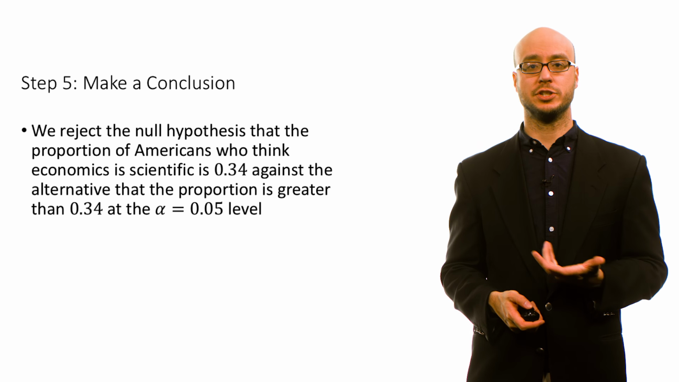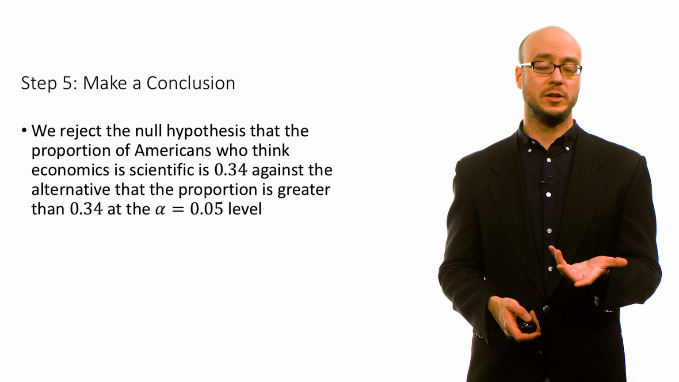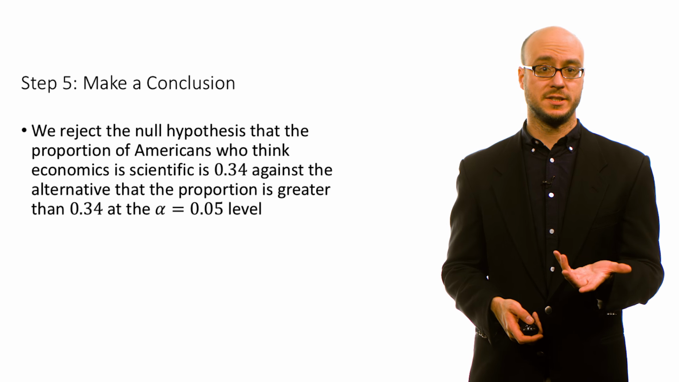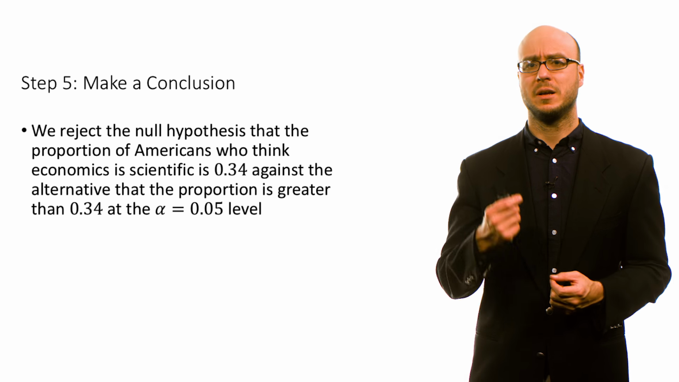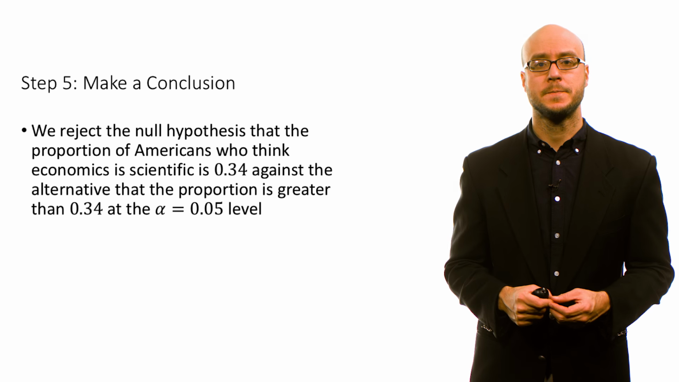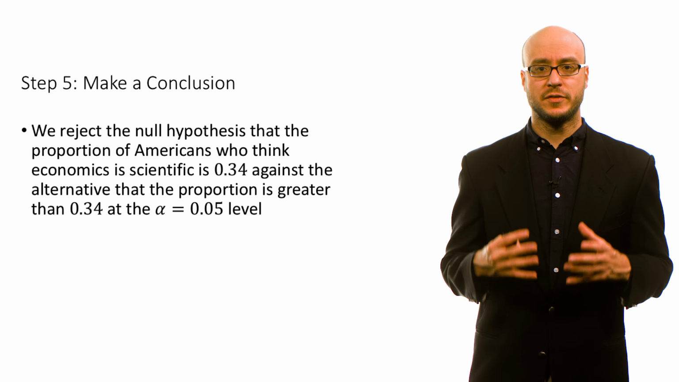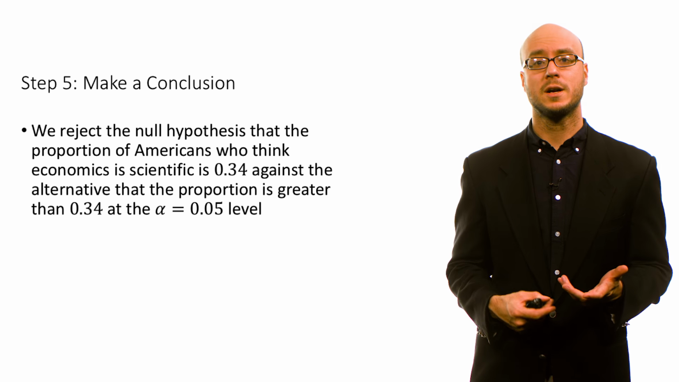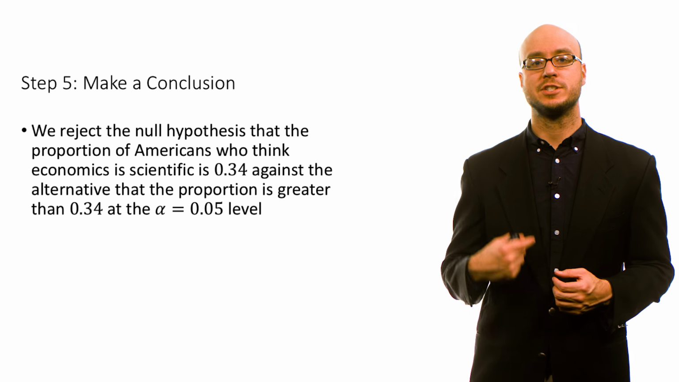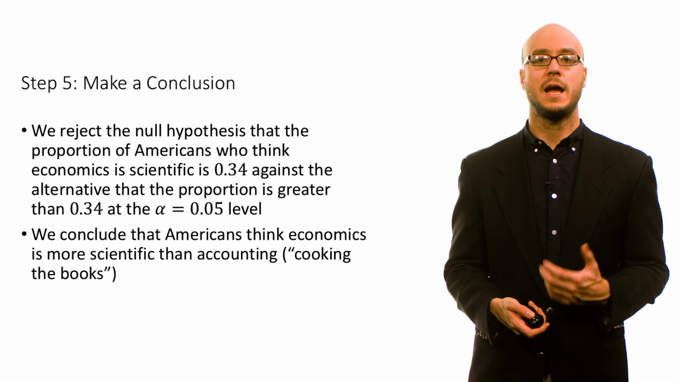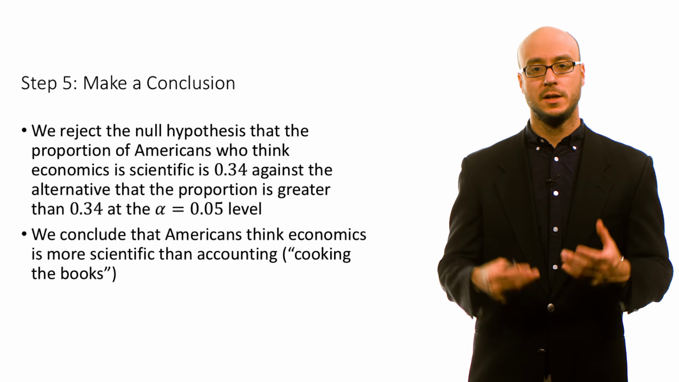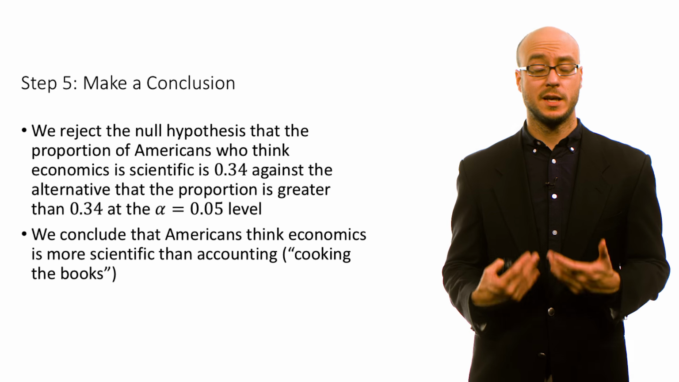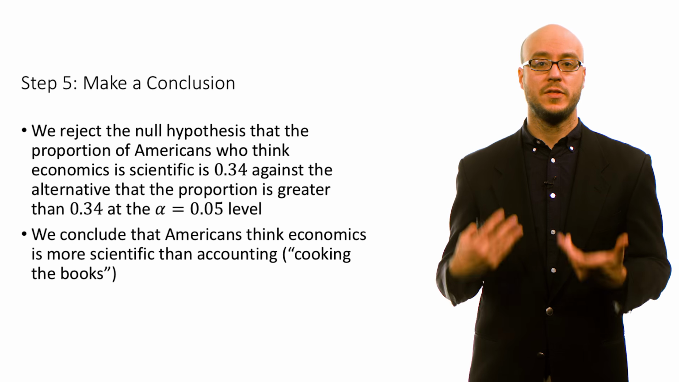Now we can make a conclusion, either using what we learned about comparing our Z-test statistic to a critical value, or calculating a p-value using our test statistic. In either case, we reject the null that the proportion of Americans who think economics is scientific is 0.34 against the alternative that the proportion is greater than 0.34 at the alpha 0.05 level. Substantively, we conclude that Americans think economics is more scientific than accounting.